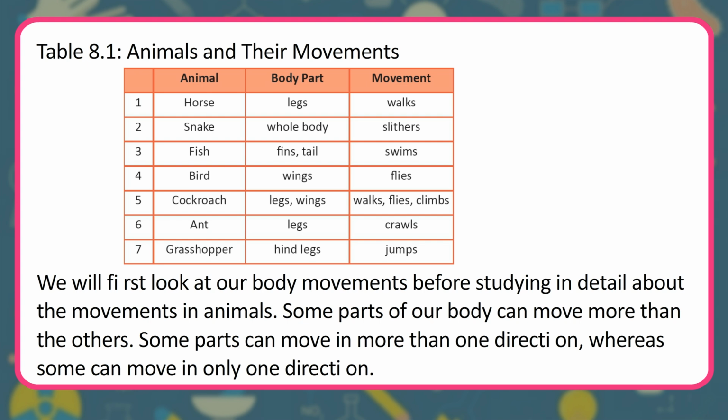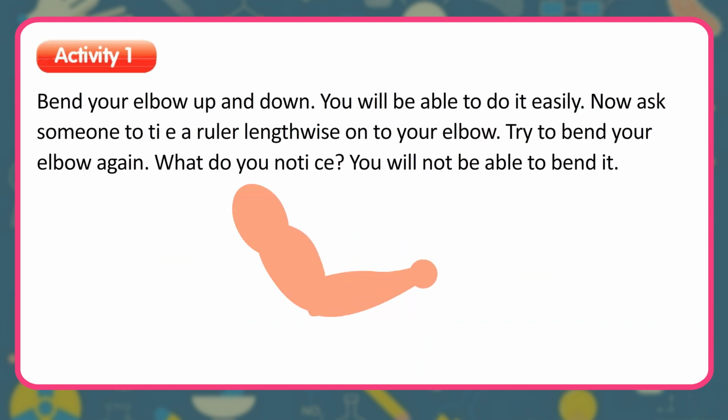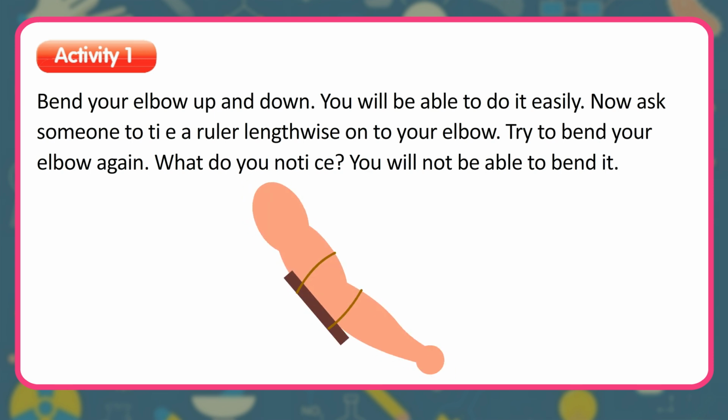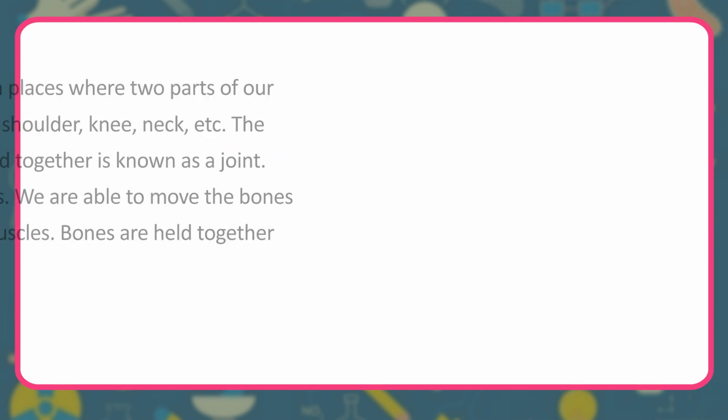Some parts of our body can move more than the others. Some parts can move in more than one direction, whereas some can move in only one direction. Activity. Bend your elbow up and down. You will be able to do it easily. Now ask someone to tie a ruler lengthwise onto your elbow. Try to bend your elbow again. What do you notice? You will not be able to bend it.